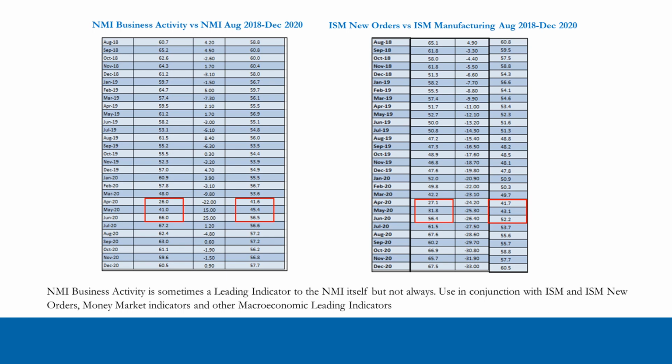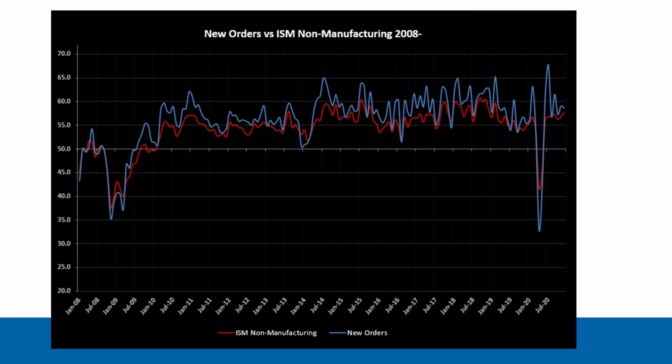If we look at our other important component of the NMI, that's new orders. So we can compare that visually on a chart. We can look at new orders versus the ISM non-manufacturing index. And you can see there's a very, very strong relationship between the two.